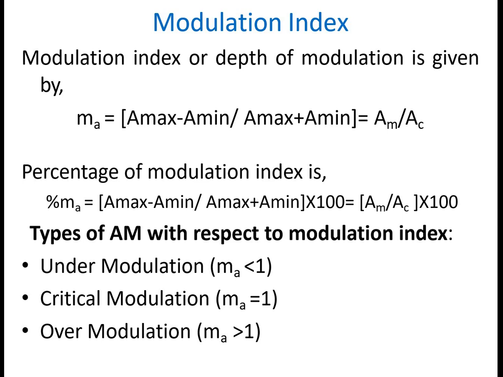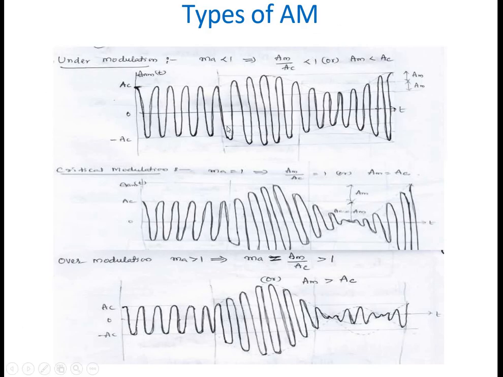Then there are three types of AM with respect to the modulation index: the first is over modulation, the second is under modulation, and the third is critical modulation. Whenever the modulation index is less than 1, it is considered under modulation. Whenever the modulation index is exactly equal to 1, it is critical modulation. And whenever the modulation index is greater than 1, it is over modulation. Here I have shown the ratios and waveform structure for under modulation, critical modulation, and over modulation.